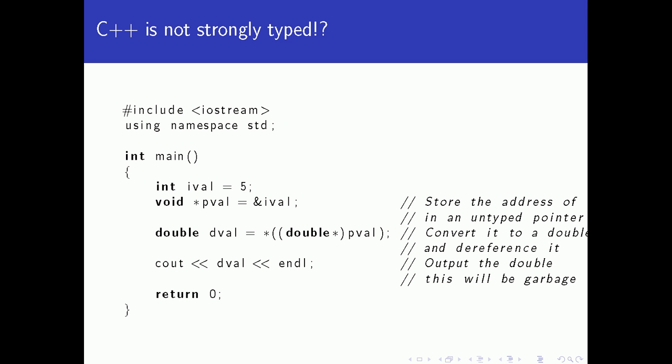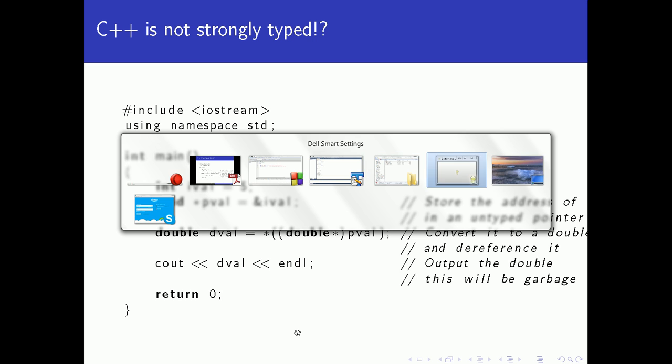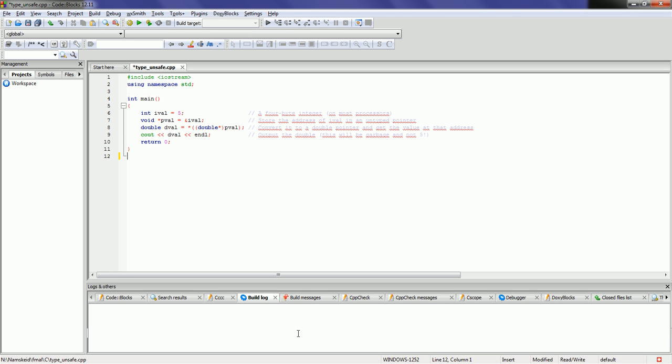And the reason why I put a question mark there is that in general people do not agree on the definition of what is strongly typed. So if you look on the internet, some people will say that C++ is strongly typed, while others will say that C++ is not strongly typed. Our textbook, which we base these lectures on, emphasizes that C++ is not strongly typed, and they give this example here, which I have inside code blocks here.